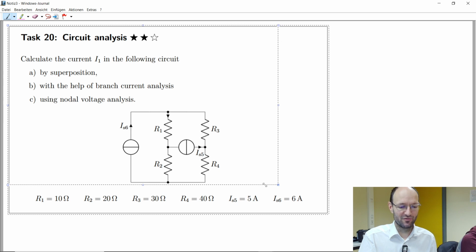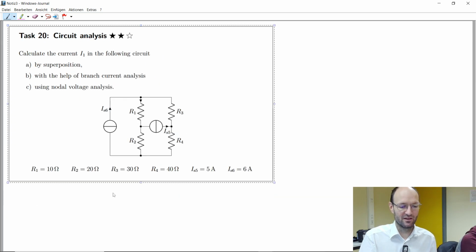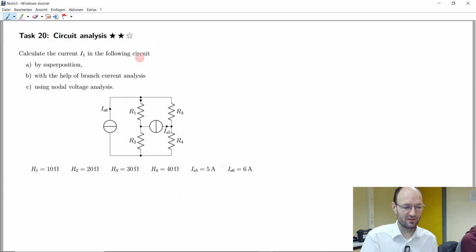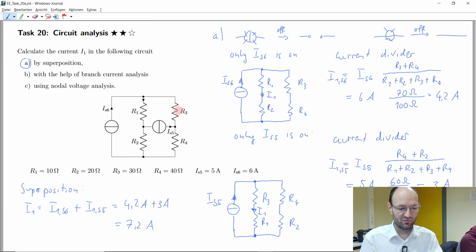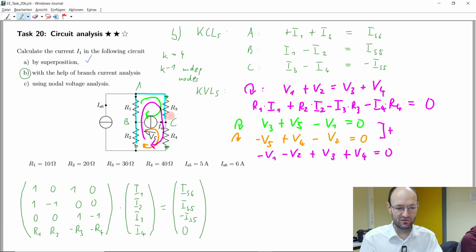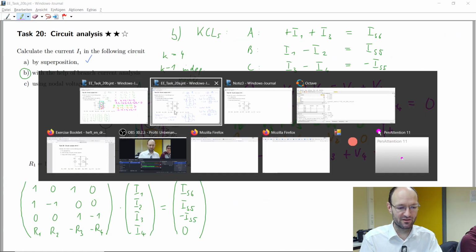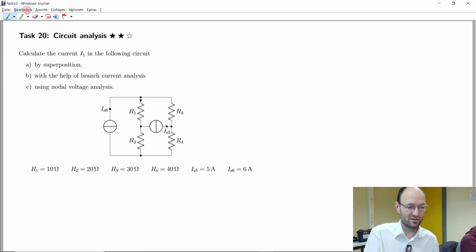So now we can have another and last look maybe on this task 20 and on this circuit. And once again, after solving it with superposition, which looked like this, and after solving it with branch current analysis, which looked like this, try to solve it with a last method. And the last method is nodal voltage analysis.